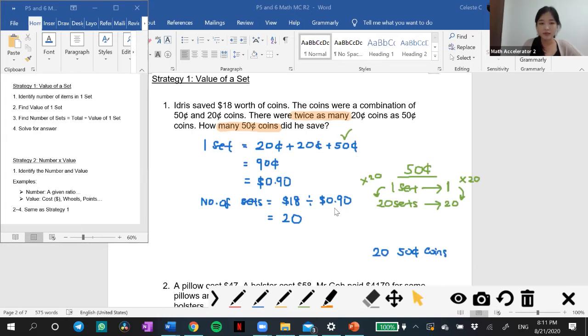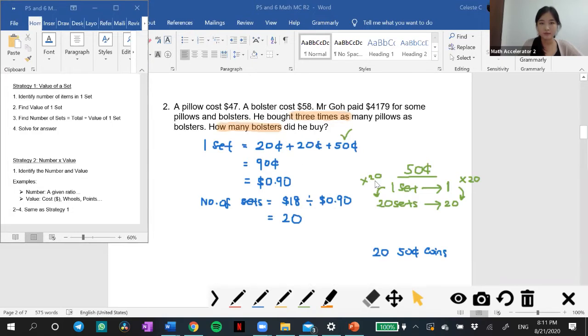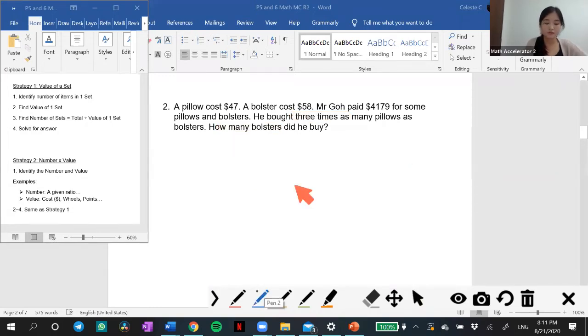Alright, if you're done with question 1, then let's take a look at question 2. Alright, a pillow costs $47 and a bolster costs $58. Mr. Goh paid $4,179 for some pillows and bolsters. He bought 3 times as many pillows as bolsters. Can you underline or highlight 3 times? How many bolsters did he buy? Can you underline bolsters? This is what they're asking you for, bolsters.